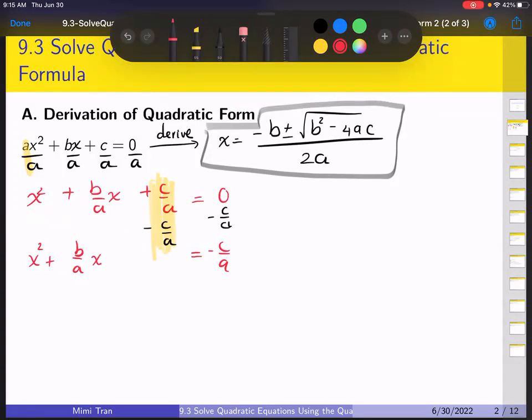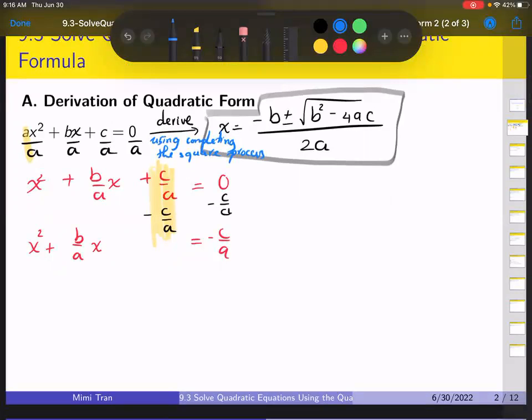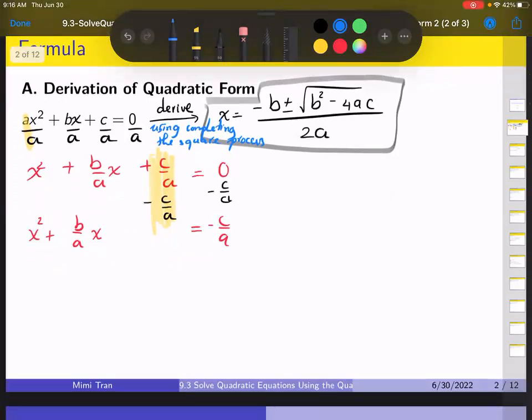And then do you remember the completing the square? This is just the same thing as completing the square, because we try to derive the formula using the completing the square process. So I'm going to take the middle coefficient, which is b over a, right? So b over a, right in blue here, times 1/2, which is b over 2a. And then I'm going to square it. Remember, it's very similar to the completing the square process. Well, actually, it's exactly the same.